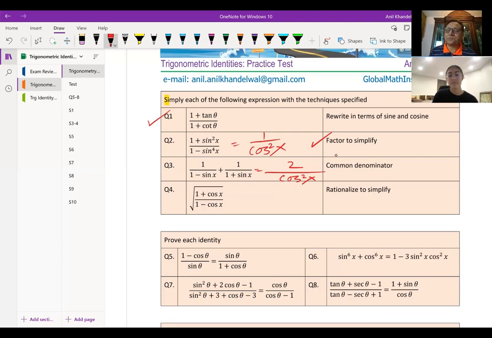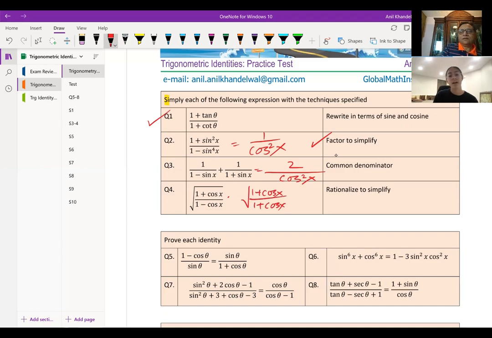And question number 4. It's the square root of 1 plus cos x over 1 minus cos x, and they want us to rationalize to simplify. So basically, you want to multiply the numerator and the denominator by, I think, 1 plus cos x. Correct.